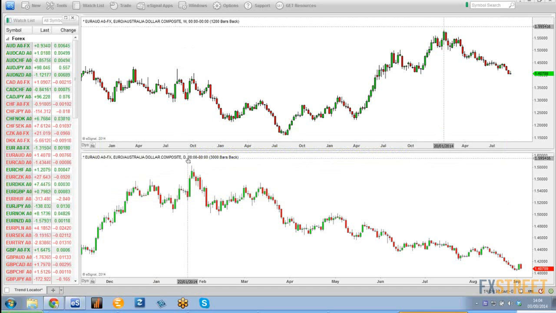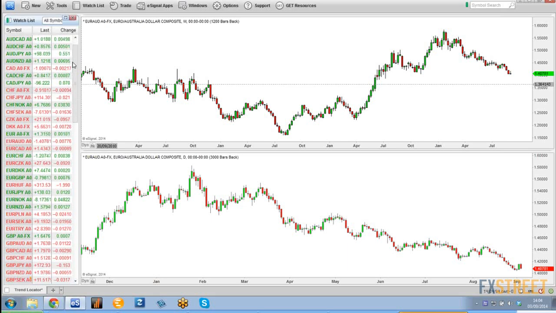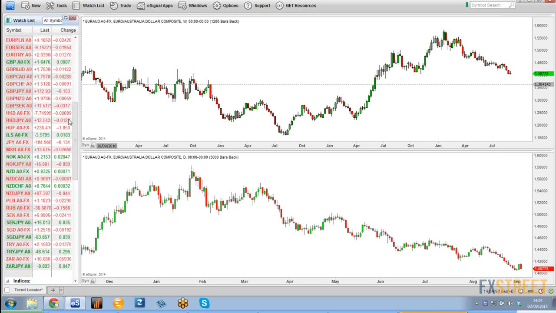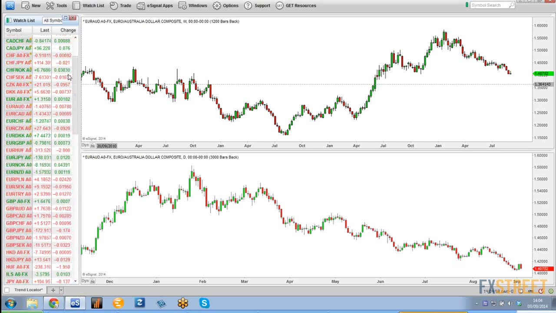So straight away, you can see I'm looking at a much bigger picture. I even do go up to the monthly as well, but just to keep things simple, I go through the monthly, the weekly, and the daily. On the left-hand side, you can see my watch list. It's quite an extensive watch list. I start at the Aussie dollar all the way down to the South African rand, Japanese yen at the bottom.